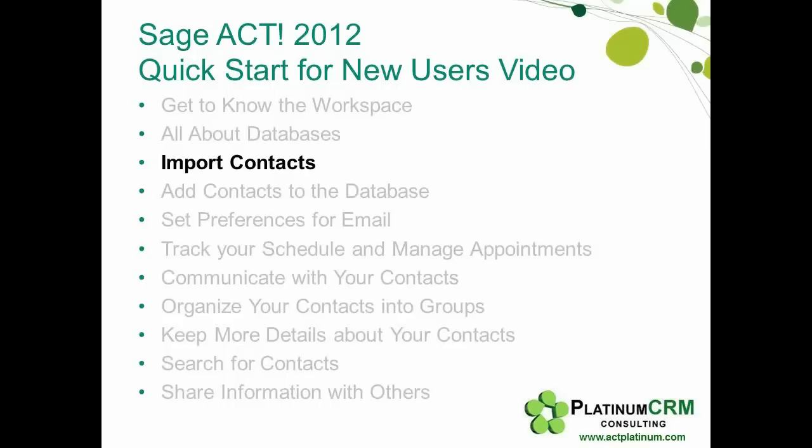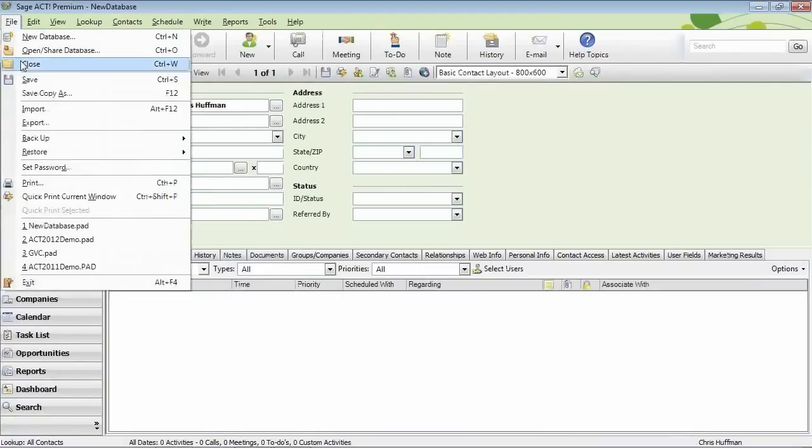You might purchase a prospect list online. You can bring this information into Sage Act without manually entering it. You can import your contact information using the Import Wizard. To import contacts from an Excel list, open the database. On the File menu, click Import.